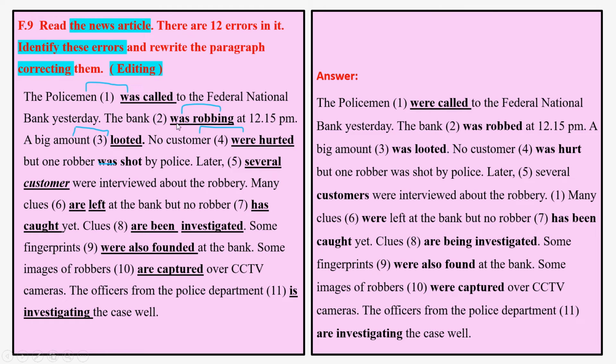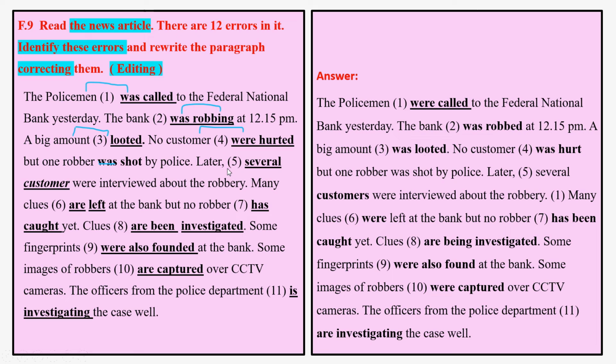Now see the second. The bank was robbing at 12:15 p.m. So here these two words are a verb phrase, but see the relationship. When there is was, then here can be ing, but the doer is first, so bank was robbing, the bank doesn't rob. That is why here is the mistake. The bank was robbed. Here it is in the second group. It is corrected. Was robbed. This way you try to understand the mistakes and see the relationship.